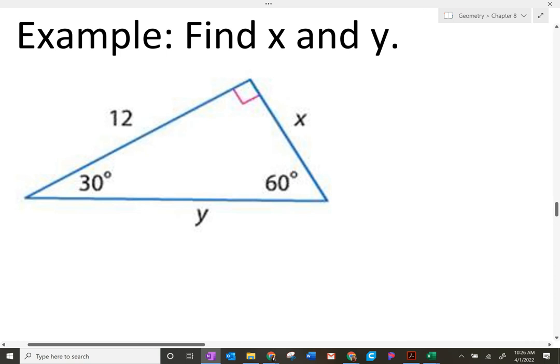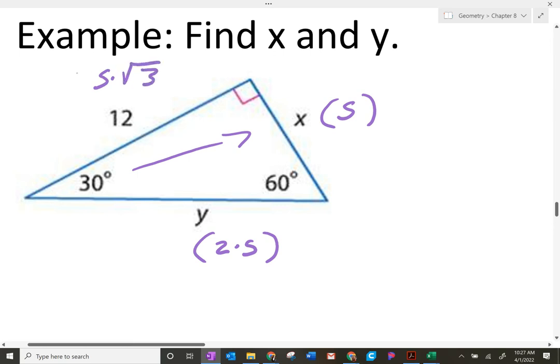Okay, so I'm going to do the exact same thing that we did before, and I'm just going to give those letters and the formulas on what they should be. So the one that is opposite the 30, this X, is going to be my S value. This Y is going to be my 2 times the S value. And that means this one is going to be my S times radical 3 value.